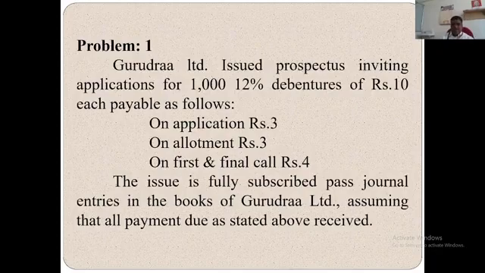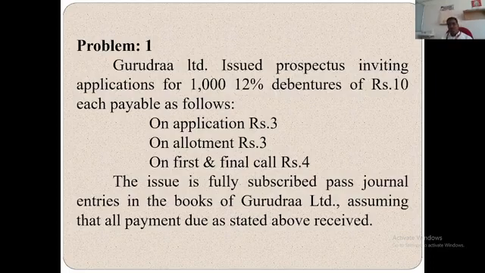Then question number 1. Gurutra Limited issued a prospectus inviting applications for 10.5% debentures of ₹10 each, payable as follows: on application ₹3, on allotment ₹3, and first and final call ₹4. The issue is fully subscribed. Pass the necessary journal entries in the books of Gurutra Limited, assuming that all the payments due as stated above were received.